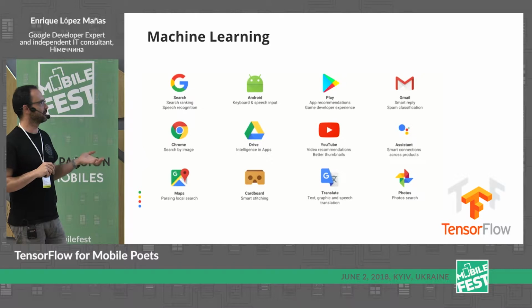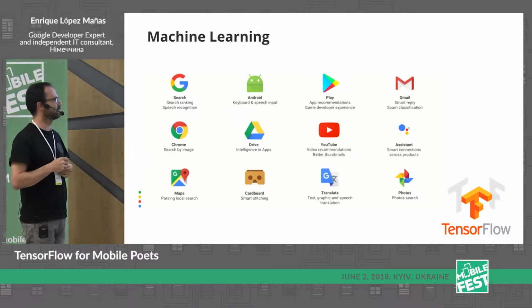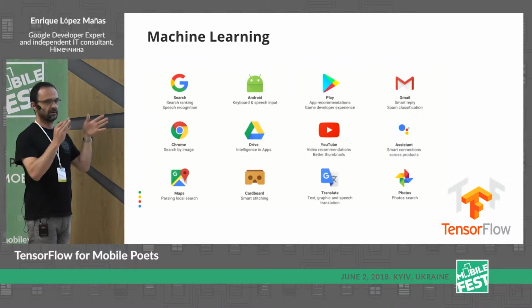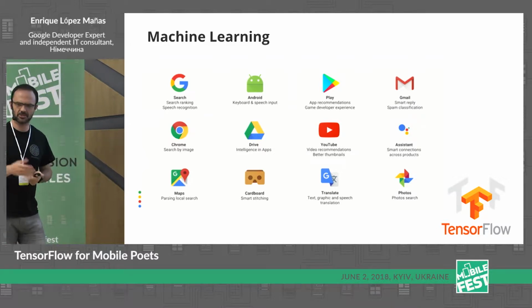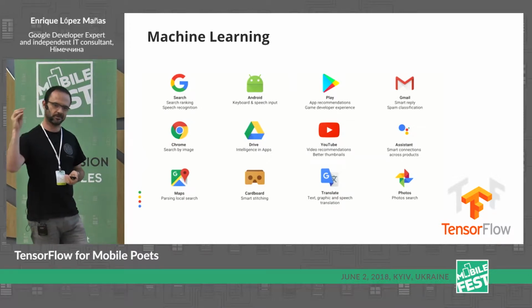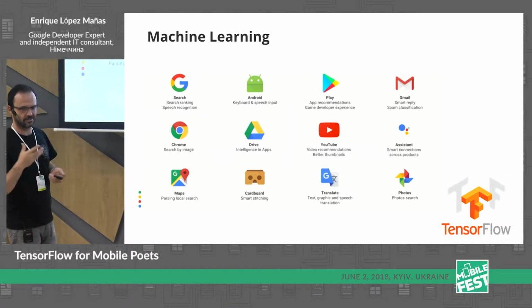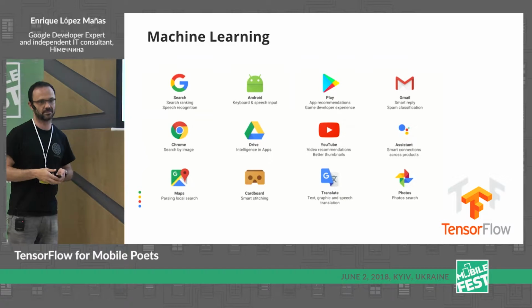In YouTube, we have the video recommendations. Of course, the entire search has a lot of neural networking behind it. The assistant, you probably saw at Google I/O this new thing where you can make a reservation, and then there is a bot calling the restaurant, pretending to be a human. Behind all those things, there is a lot of machine learning as well.